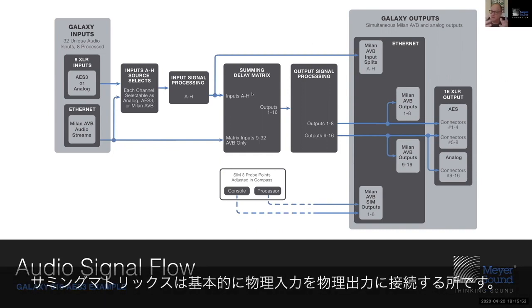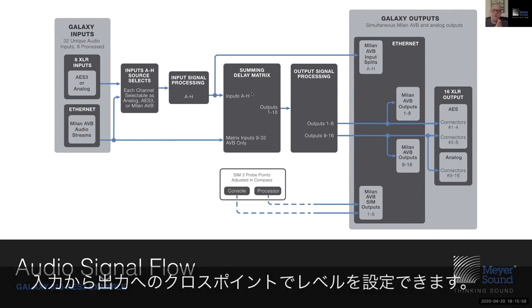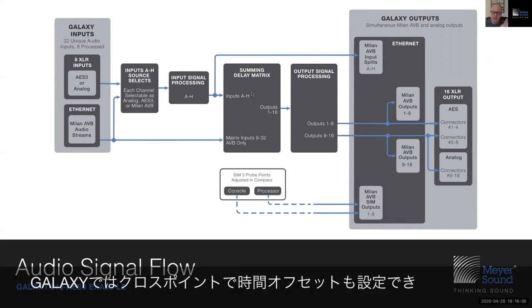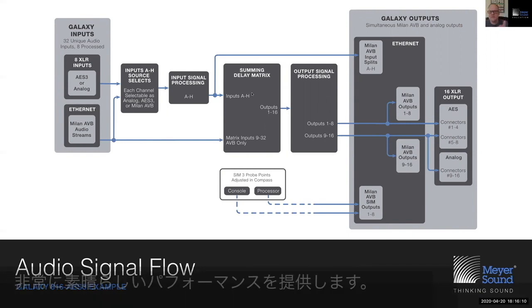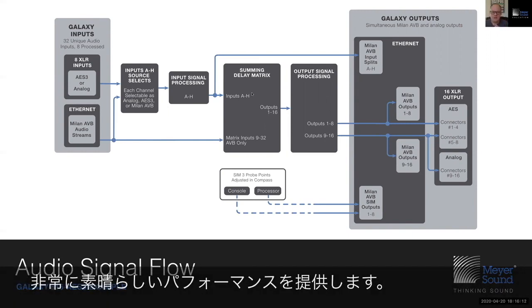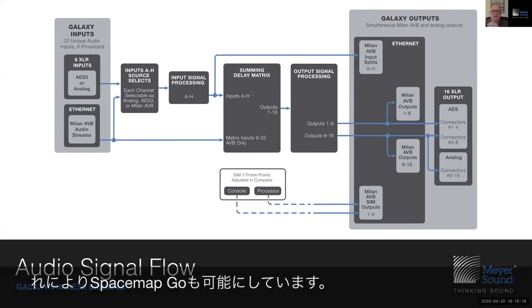And the summing matrix is basically where we connect physical inputs to physical outputs. And we can set a level at those cross points, as they're known, where physical input meets the physical output. We can set a level, but as of Galaxy, we can also set a time offset, which gives very impressive performance capabilities that made something like SpaceMap Go possible.